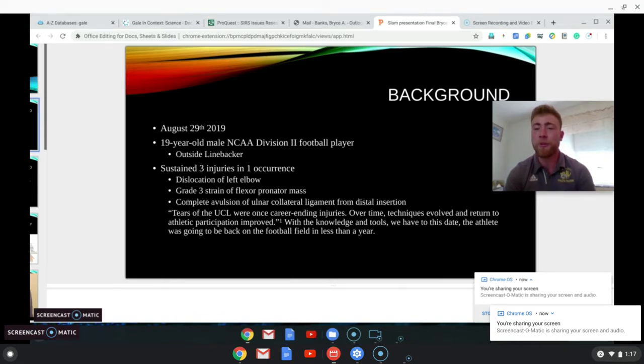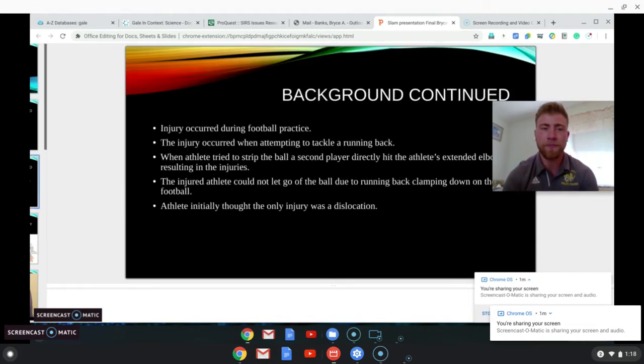This athlete sustained 3 injuries in one occurrence: a dislocation of the left elbow, a grade 3 flexor pronator mass strain, and a complete avulsion of the ulnar collateral ligament from the distal insertion. Now, UCL tears used to be a career-ending injury, but over time, due to technological advances, we can now return 100% and get back on the field in no time.